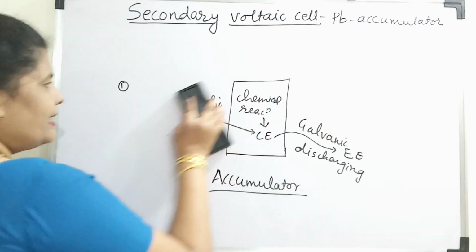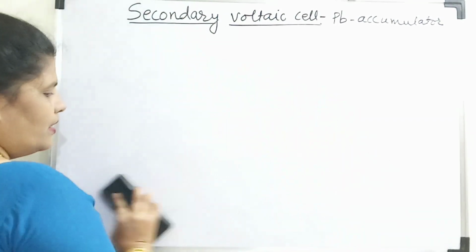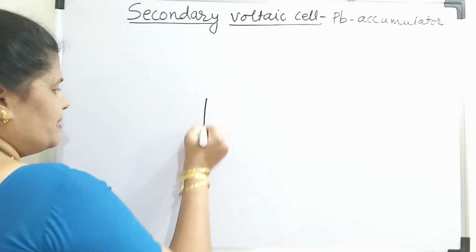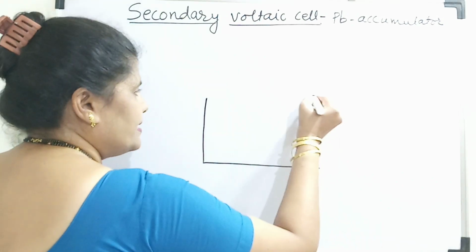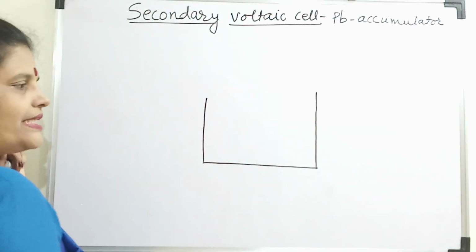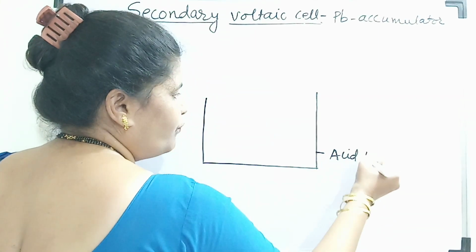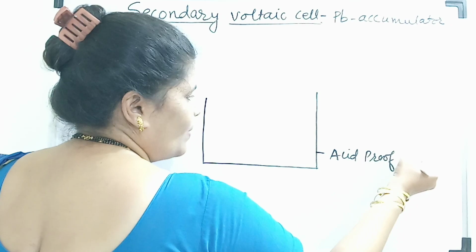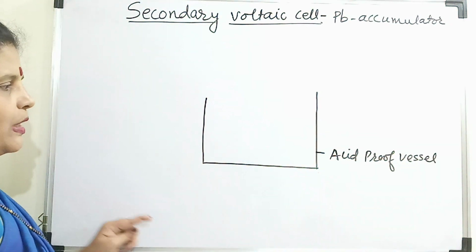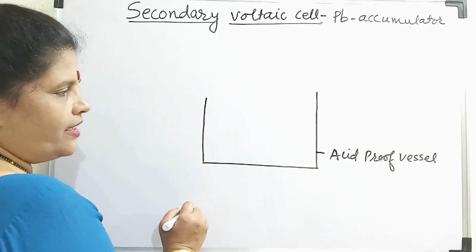To understand the lead accumulator better, let us see what the cell consists of. So let us draw the diagram. You can draw this along with me. The diagram is very easy and you can practice it. This consists of a vessel made up of an acid-proof substance, so I will call it an acid-proof vessel. Why do you need an acid-proof vessel? Because I will be putting H2SO4 in the cell as the electrolytic solution.